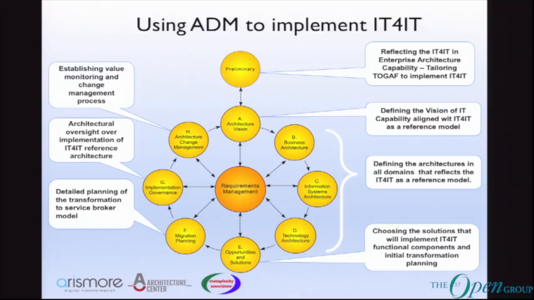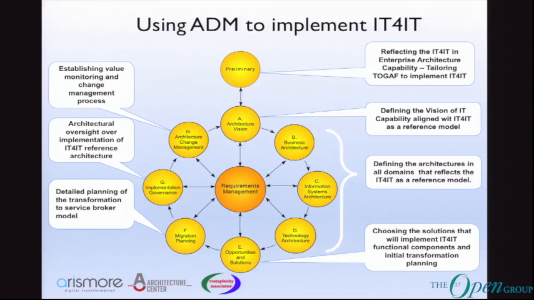Okay, and finally the process: how to use the ADM to implement IT4IT. First of all, we reflect IT4IT as part of the architecture capability. For example, we can define a principle in the preliminary phase, like IT is a service broker, which is also promoted by IT4IT. We define the vision in phase A, how IT should look. Then in phases B, C, and D, we use IT4IT as a reference architectural model to design our architecture. In phase E, we select the specific solutions aligned with levels 4 and 5 of IT4IT to implement the architecture building blocks.